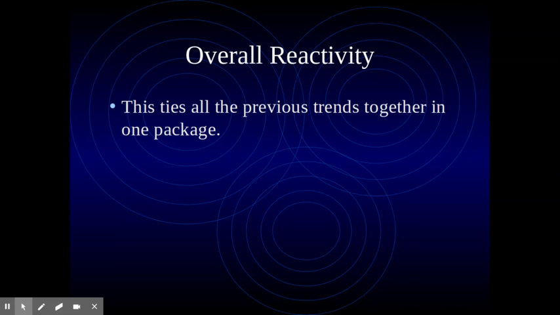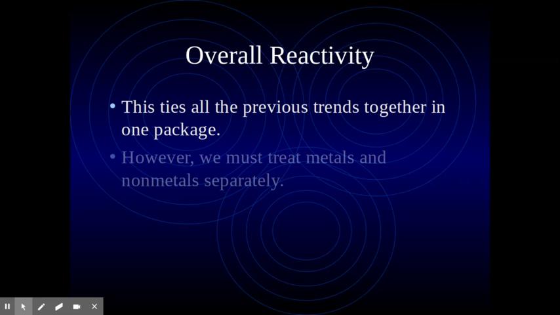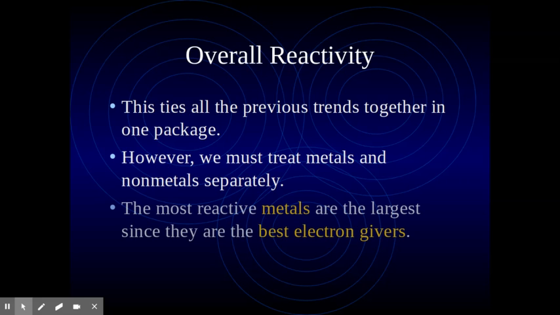Overall reactivity. So let's combine all these trends together. You kind of have to treat metals and nonmetals separately in this instance. So what makes a good metal? Something really metallic, a really reactive metal. So metals, the most reactive metals are going to be the big ones like francium because their outer electrons are shielded, they're trying to be electron givers, and those electrons are going to be easy to steal, right?